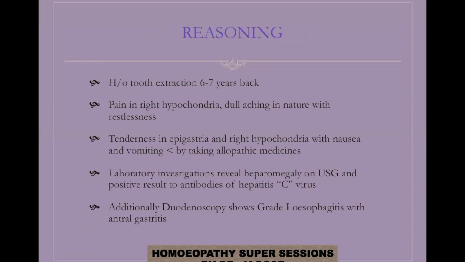Why? Because probably there was a history of tooth extraction 6 to 7 years back. There was pain in the right hypochondria, dull aching in nature with restlessness, tenderness in the epigastric and the right hypochondria with nausea and vomiting, aggravated by taking allopathic medicines. Lab investigation reveals hepatomegaly on USG and positive results to antibody hepatitis C virus. Additional duodenoscopy shows grade 1 esophagitis with antral gastritis.